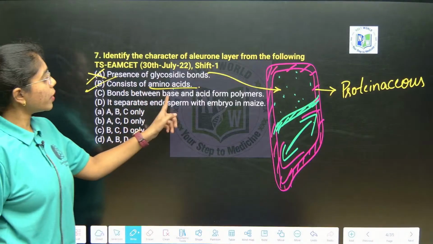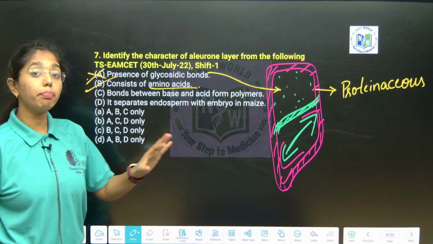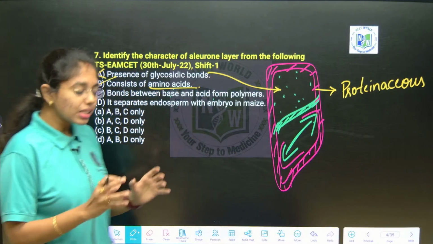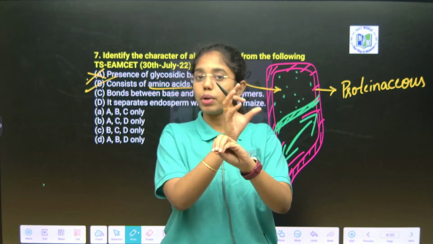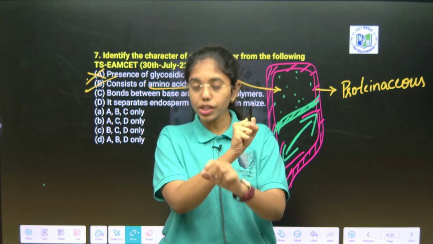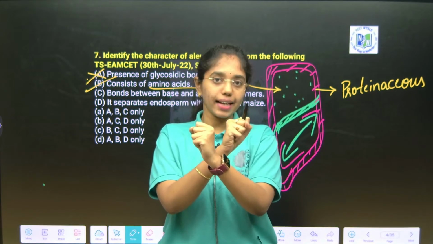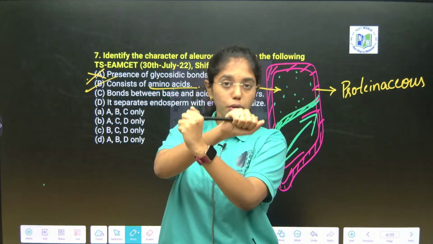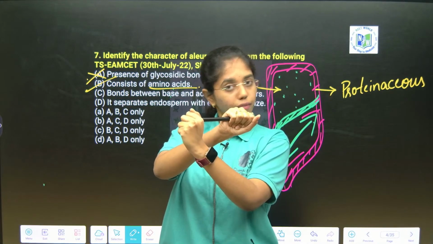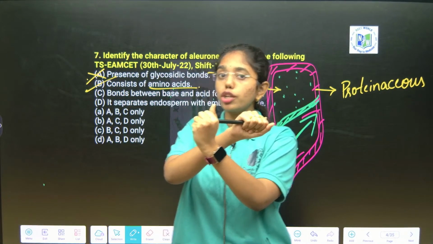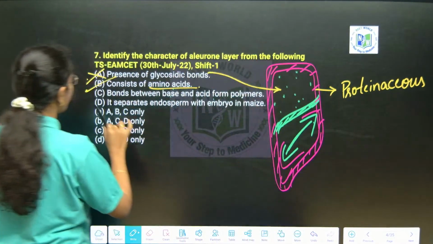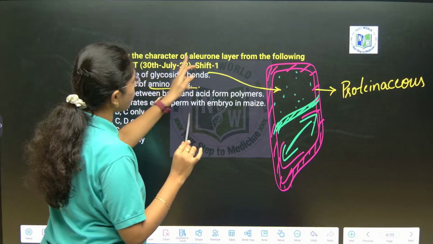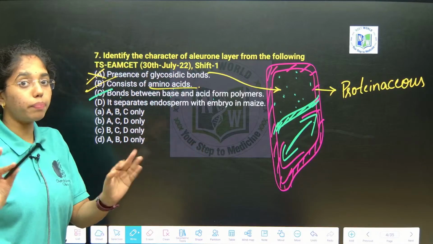Next, bonds between amino acids form what? Polymers. So, a peptide bond is a bond that is formed in between the amino group of one amino acid and the carboxyl group of the other amino acid. There a peptide bond is formed. So, that is in between the base of one amino acid and the carboxyl group, that is the acid, of the other amino acid. So, you can consider this a character of the aleurone layer, for the formation of peptide bond.